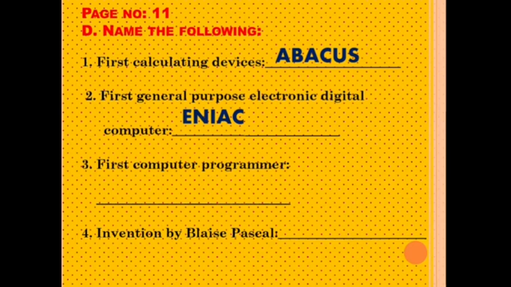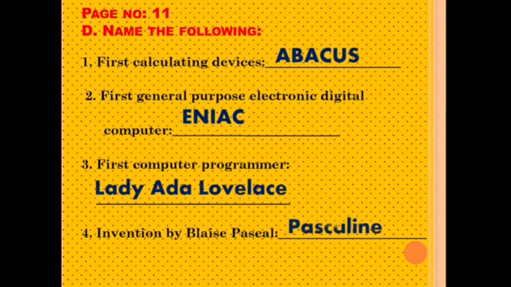First computer programmer. Who is the first computer programmer? Yes, Lady Ada Lovelace was the first computer programmer. Who invented, Blaise Pascal? He invented what? The machine name is what? Yes, it is the Pascal line. So the first calculating device is abacus. General purpose electronic computer is ENIAC. First computer programmer is Lady Ada Lovelace, and Blaise Pascal invented the Pascal line. Okay, have you noted?